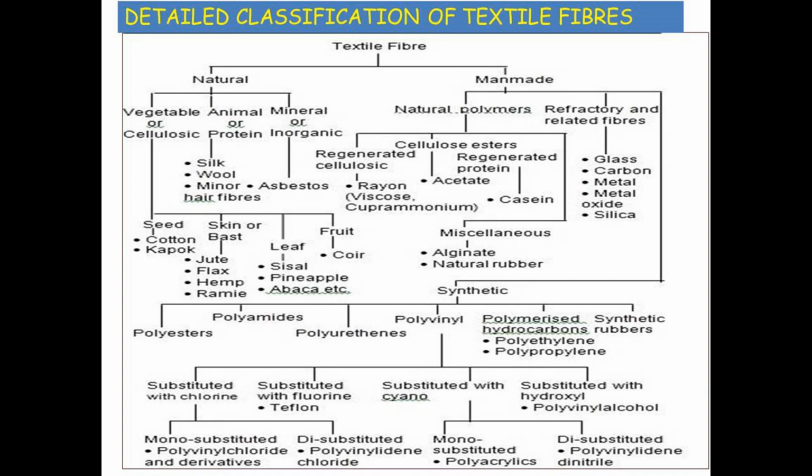Now, man-made fiber may be natural polymers or refractory and related fibers. Natural polymers may be regenerated cellulose like rayon, viscose rayon, cuproammonium rayon or lyocell; cellulose ester like acetate; and regenerated protein like casein. There may be other miscellaneous fibers like alginate. Synthetic fibers may be polyester, polyamide, polyvinyl, polymerized hydrocarbon like polyethylene or polypropylene, and synthetic rubbers. Polyvinyl again can be classified as substrate with chlorine, substrate with fluorine, that is Teflon, substrate with cyano, and substrate with hydroxyl like polyvinyl alcohol.